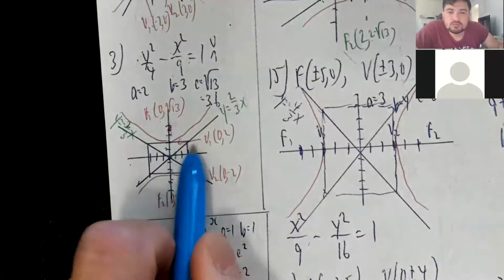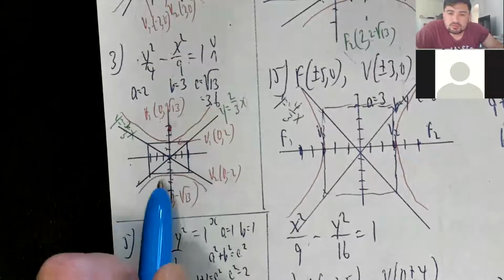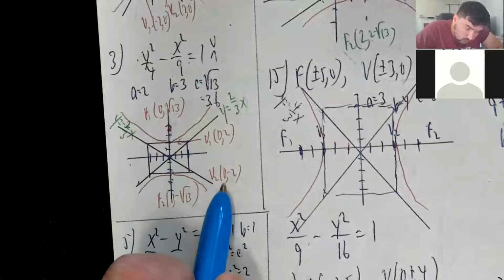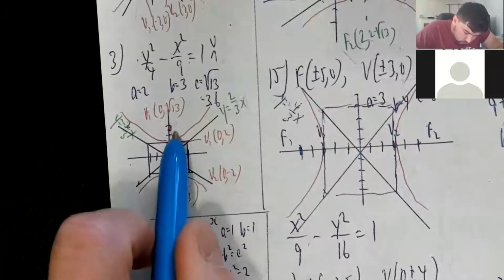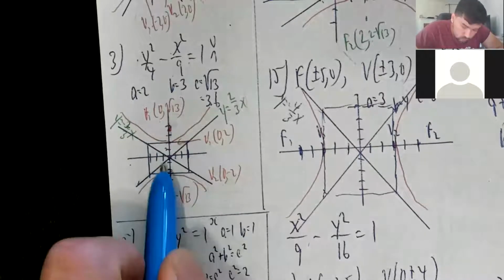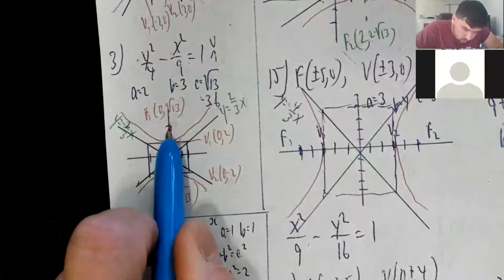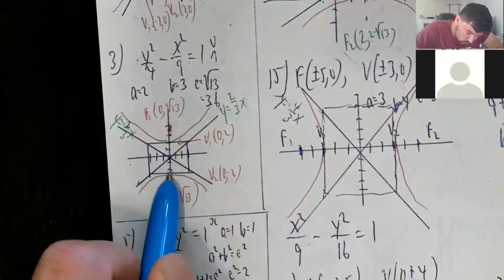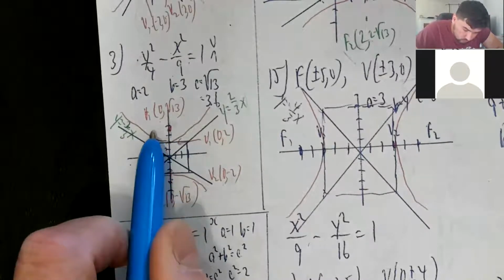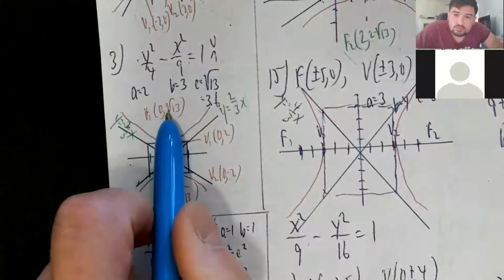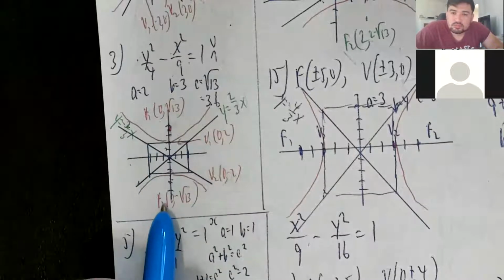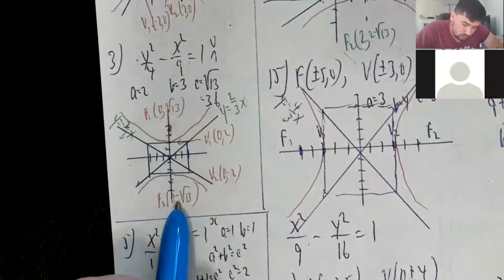Vertex 1 is (0, 2). Vertex 2 is (0, negative 2). I already know radical 13 was about 3.6. So 1, 2, 3, a little bit more than half. Down 1, 2, 3, a little bit more than half. These are my foci, but write it as (0, radical 13) and focus 2, (0, negative radical 13).